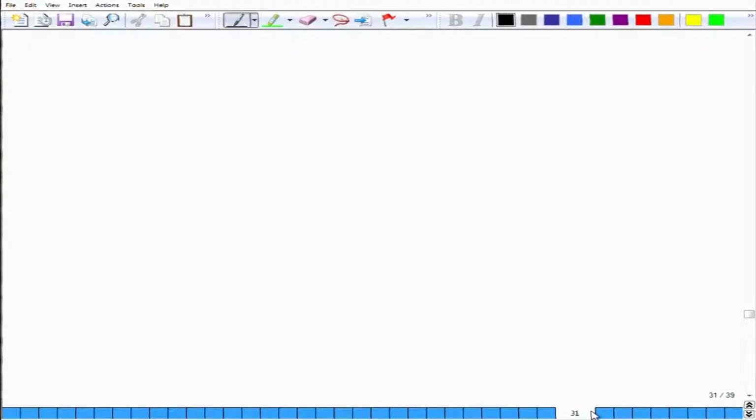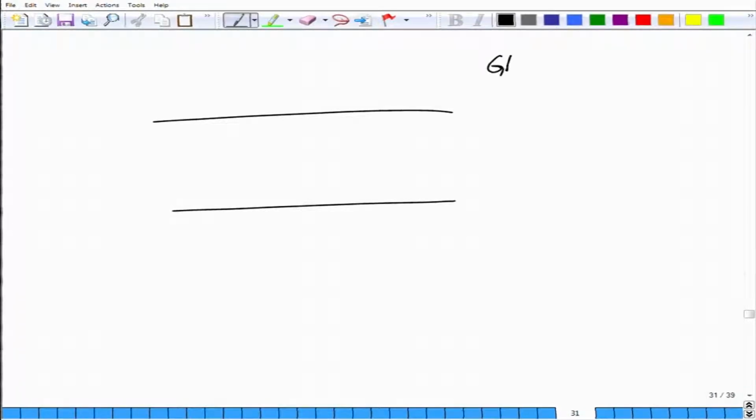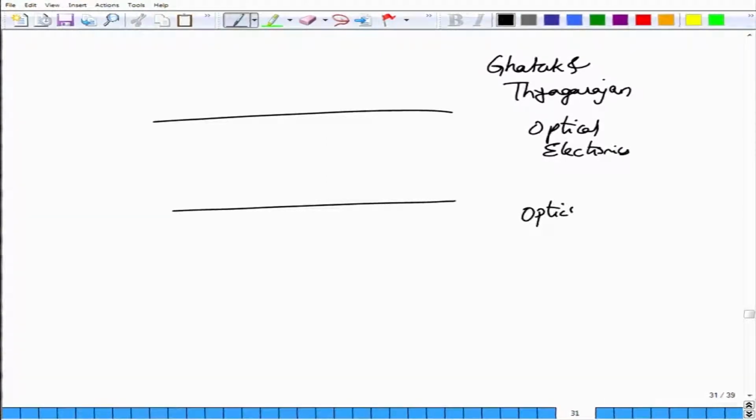Now what I want to consider is a very interesting topic. If you want more details on this topic, I ask you to look at this book by Ghatak and Thyagarajan. It's a very interesting book called Optical Electronics. If you want even more details, you can look at a book called Optics of Layered Media.